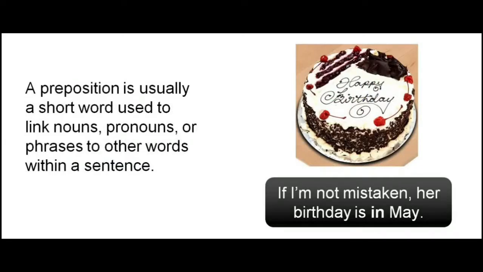A preposition is usually a short word used to link nouns, pronouns, or phrases to other words within a sentence. Have a look at the example over here. If I'm not mistaken, her birthday is in May. The preposition "in" is used in the sentence to link the noun "May" to "birthday". Her birthday.